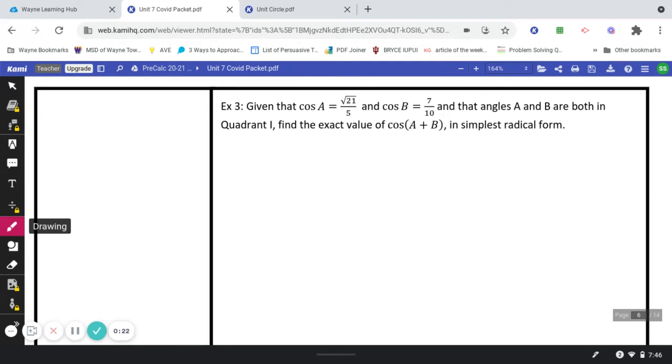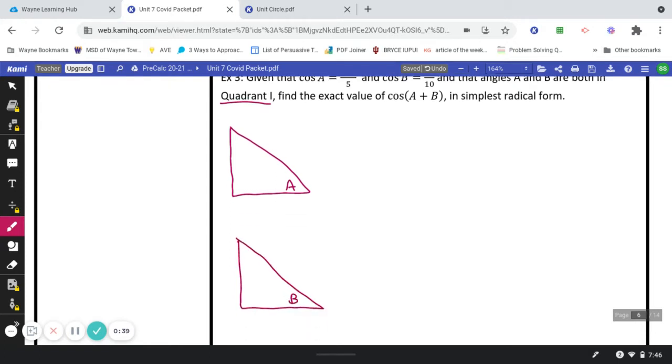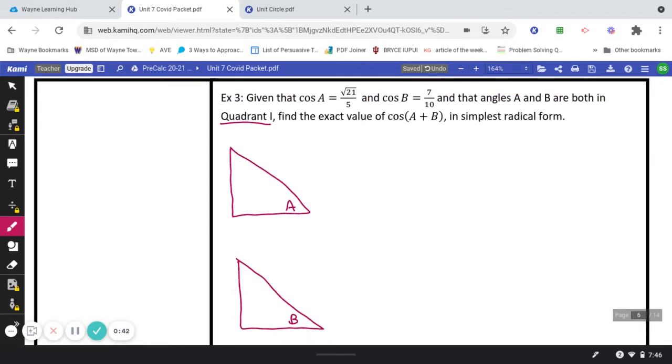It's the same process though. The directions have changed slightly. They just say that angles A and B are both in quadrant 1, which again just means that you can draw the exact same triangles that we've been drawing. So I'll draw triangle A right here and B. And then I'll label my sides: O, A, and H.